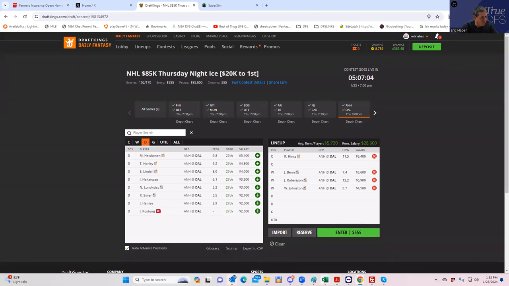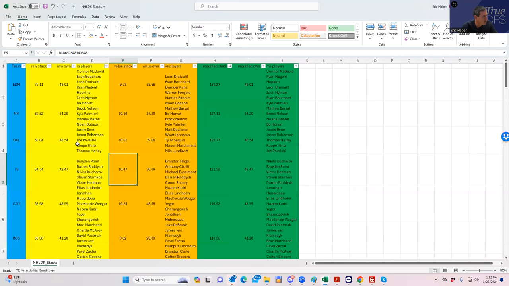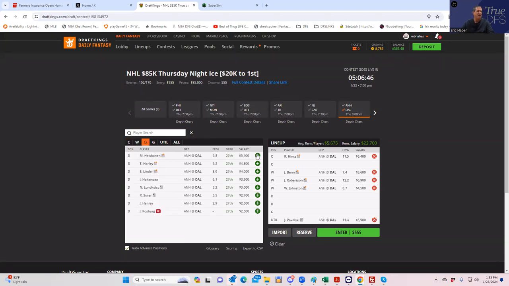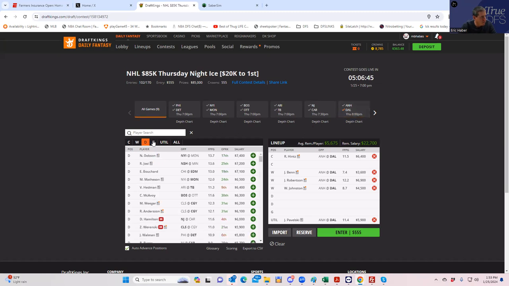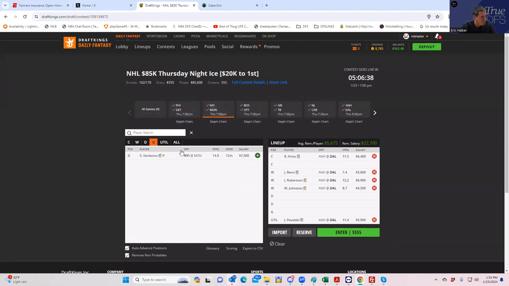Let's see what other, if we go into the stack tool, we can get some guidance on who to play. Ben, so it would be probably Pavelski. So what position is he? He's another wing. So a bunch of wings and all these Dallas guys. Let's put that goalie in from the Islanders. Cheap goalie against Montreal. And you got 5,000 a man, which you can fill out really easily.